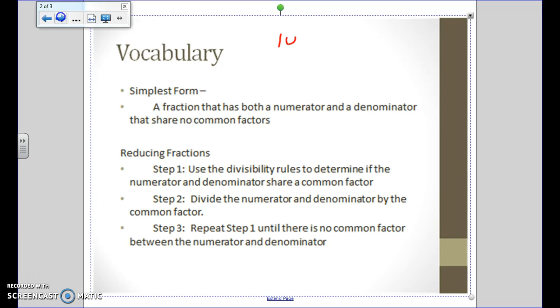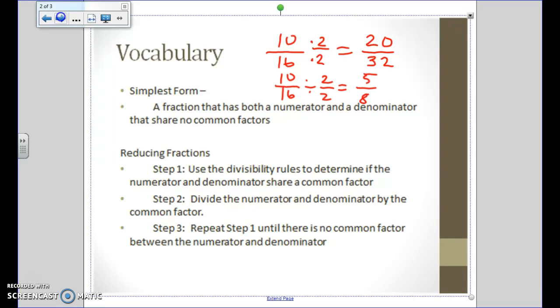So if I had 10/16, and I'm looking for equivalent fractions, I know that there's two things that I could do. I could multiply the top and the bottom by the same number and get an equivalent fraction, 20/32, or I could divide the top and the bottom by the same number and get 5/8. Those are both equivalent fractions.